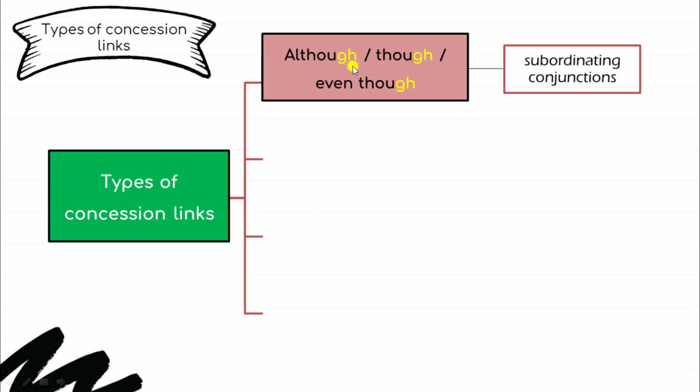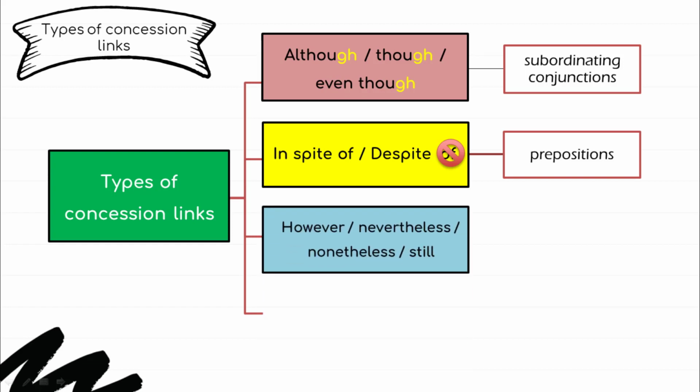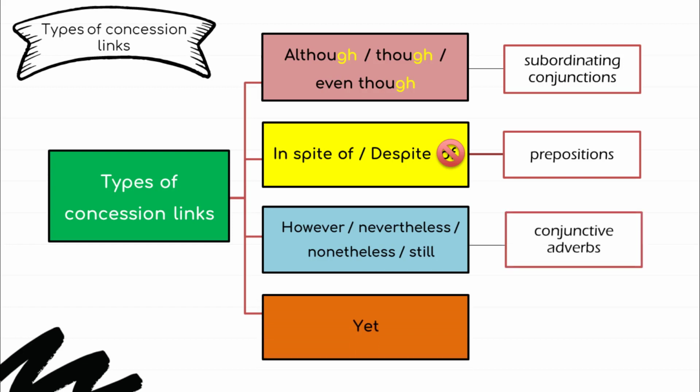A common mistake that you should avoid is pronouncing the GH at the very end, as in saying although-g or although-h. In spite of, despite. Another common mistake that you should avoid is saying despite of. So choose, it's either in spite of or despite. You can't mix them both. Then we've got however, nevertheless, nonetheless, still, and yet.